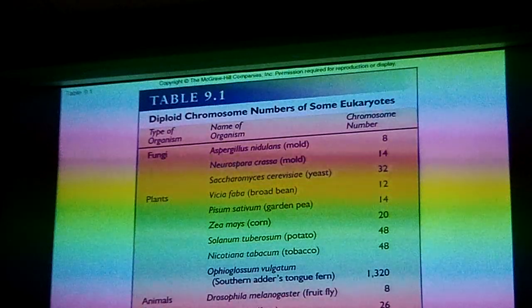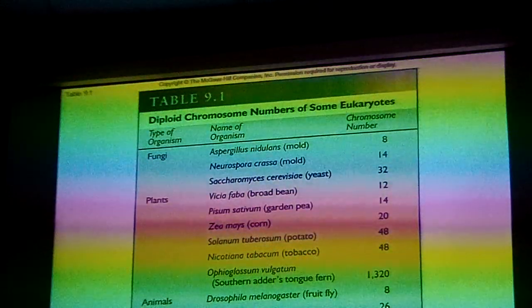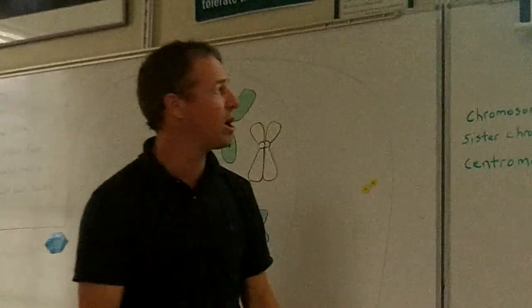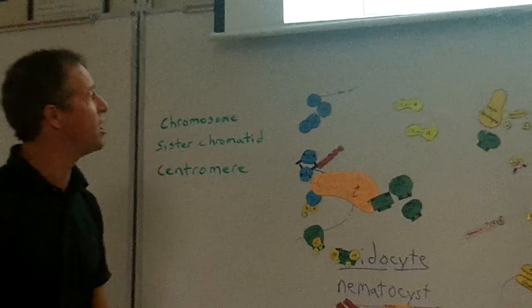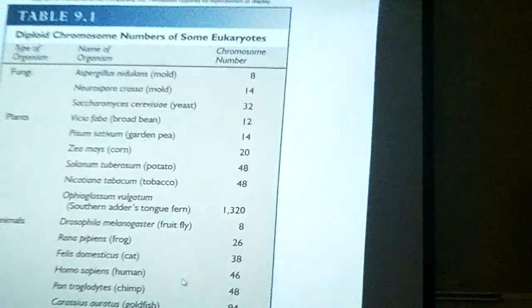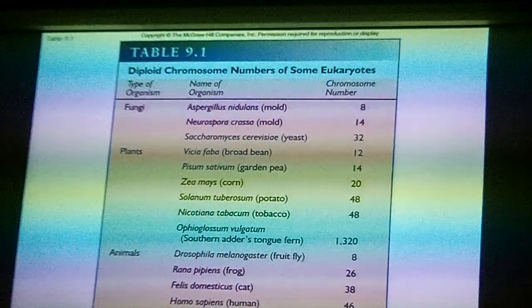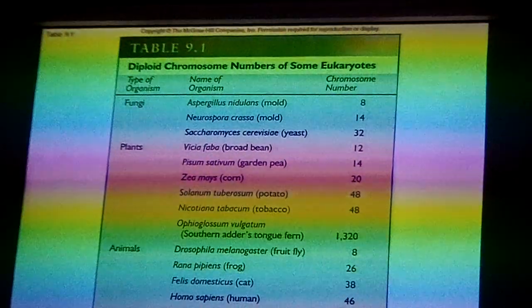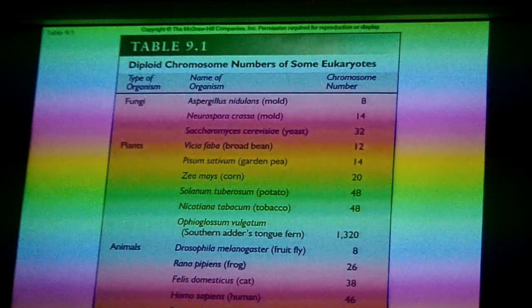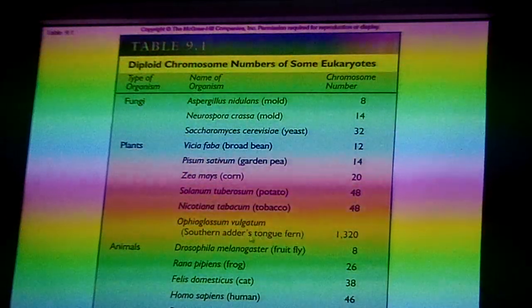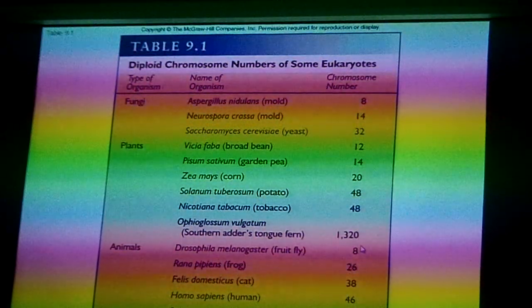There's a table in your book. This is a little bit more extensive than the table in your book on page 157, but it shows how many chromosomes different organisms have. Human cells have 46 chromosomes. Chimp cells have 48 chromosomes. Goldfish cells have 94 chromosomes. The southern adder's tongue fern has 1,320 chromosomes.